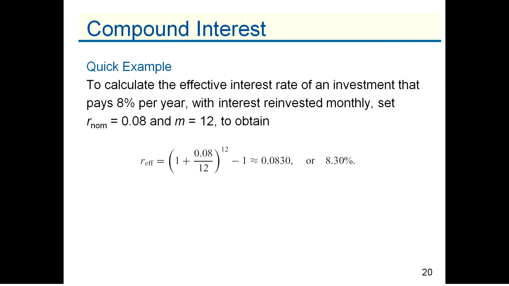So here's a quick example on that. If we wanted to calculate what the effective interest rate was for an investment that pays 8% per year with interest reinvested monthly, I'm going to set our nominal rate as 0.08 for the 8%. M is 12 because there's 12 months in a year, and I just plug it into the formula and I end up with 0.0830 or 8.30%. So what that means is that 8% per year invested monthly is the same as earning 8.3% annually. So it's converted it over to an annual interest rate.